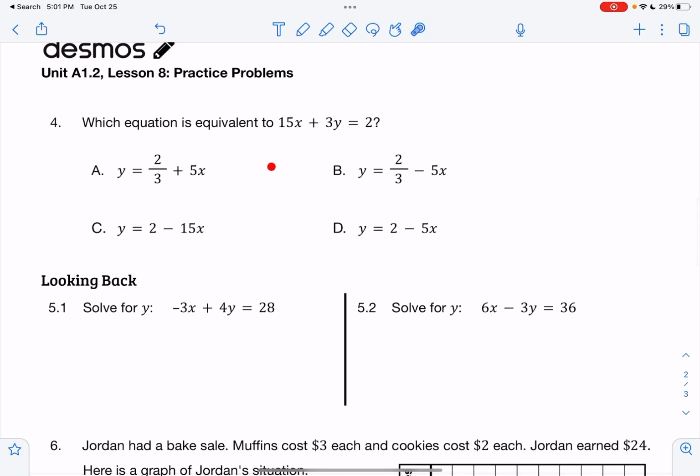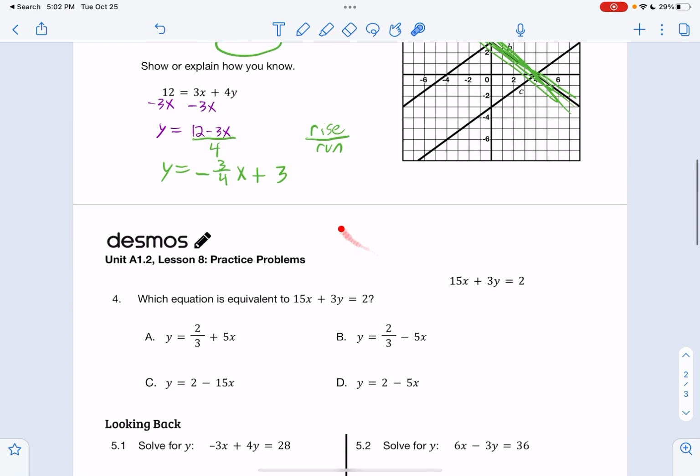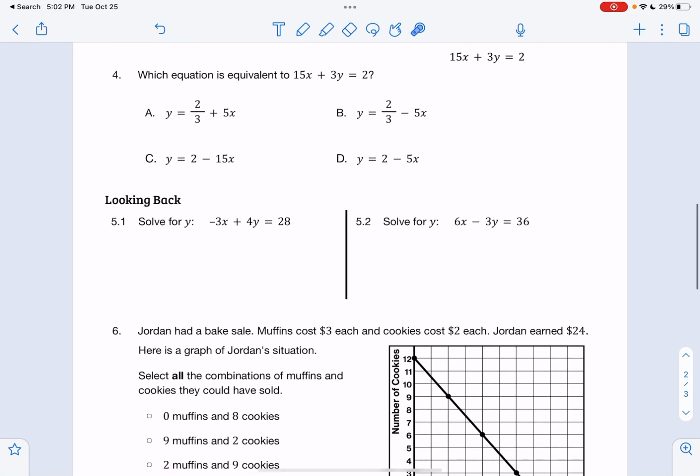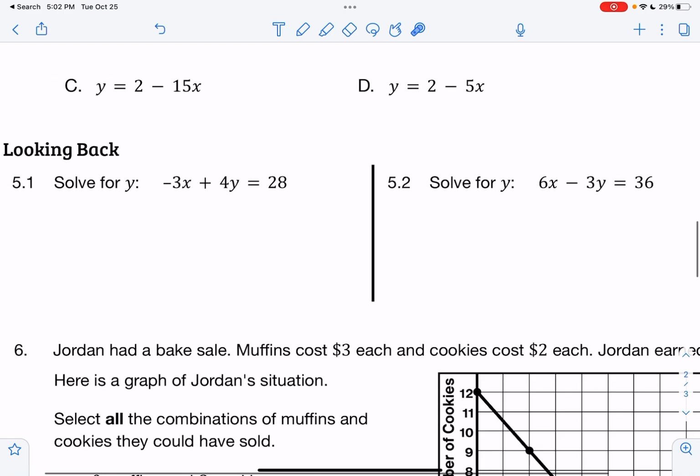All right, this one asks which equation is equivalent. So you'll notice that what they did is all of these are y equals. So this means you'll have to solve this equation for y. If you need some help with that, I did an example up here. So I'm going to let you try that one. If you need help, you can go back up here. I'm going to, like I said, try to help you practice that one.